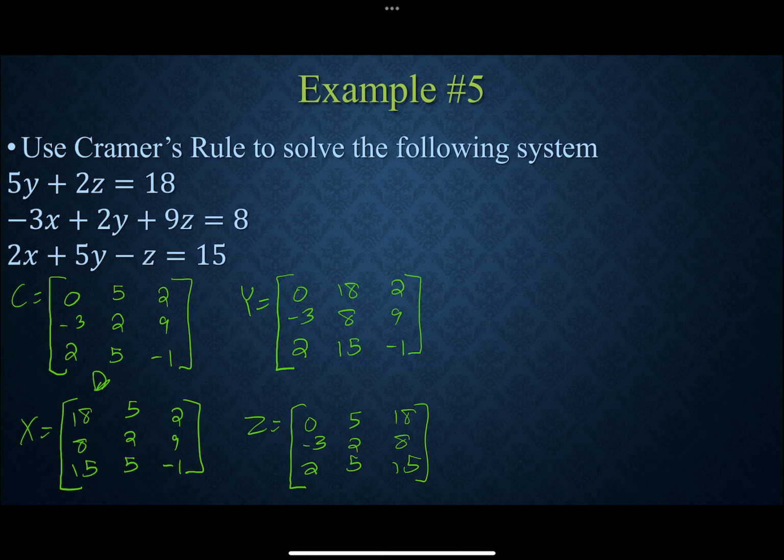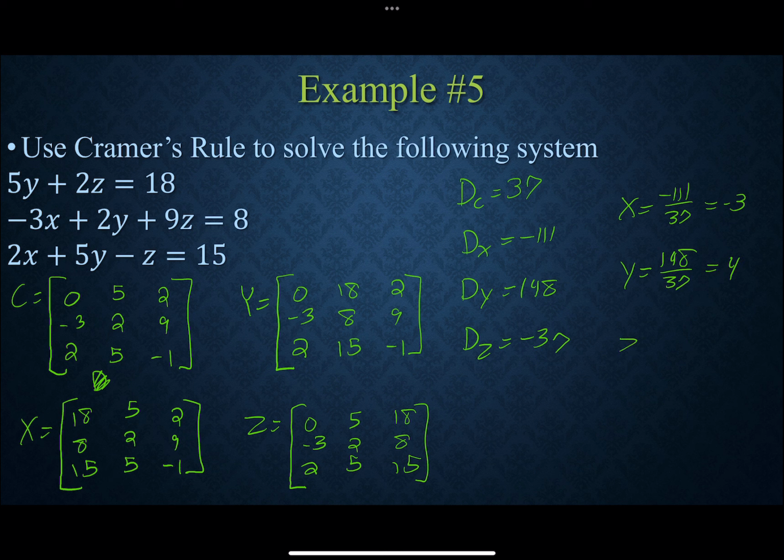So your determinant of C, when you're using your calculator, you should be finding to be 37. Your determinant for x would be -111. Determinant for y is 148, and the determinant of z is -37. So x is -111 divided by 37, which is -3. Y is 148 divided by 37, which is 4. And then z is -37 divided by 37, which is -1. So -3, 4, -1 is the solution of this 3 by 3 matrix.